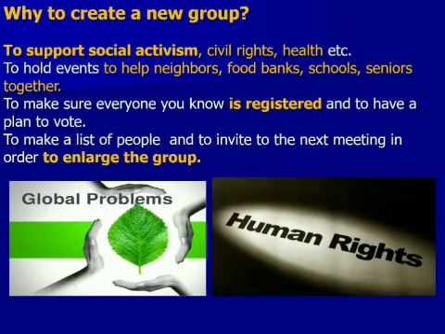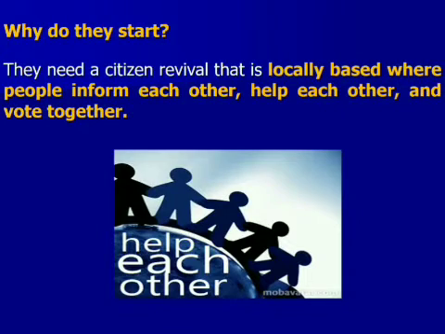Why do they create a new group? To support social activism, civil rights, health, to help neighbors, food banks, schools, seniors together. And of course, they prefer to enlarge their groups. Why do they start? They need a citizen revival that is locally based, where people inform each other, help each other, and vote together to solve some kind of problem.